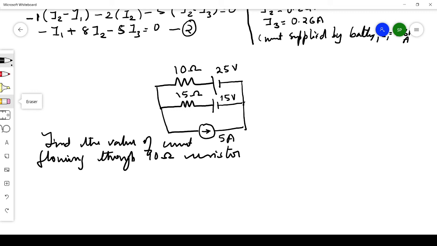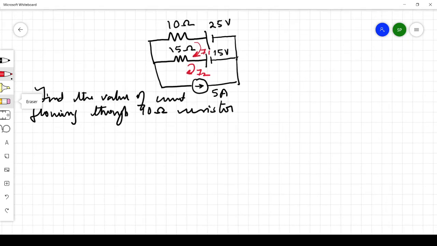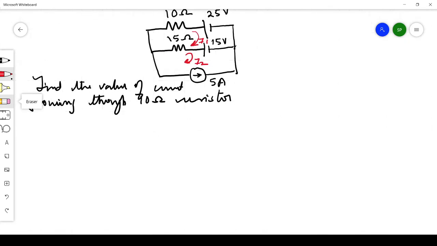Okay, now here in this diagram you can see that two meshes are there, so assume the current in those meshes. Okay, I'm just calling them I1 and I2. Just assume two currents I1 and I2 in those two meshes. Now we will apply KVL to mesh 1.